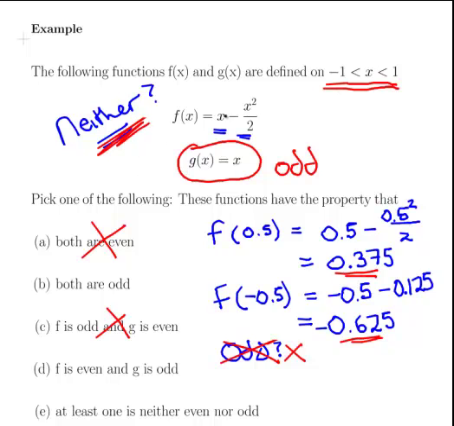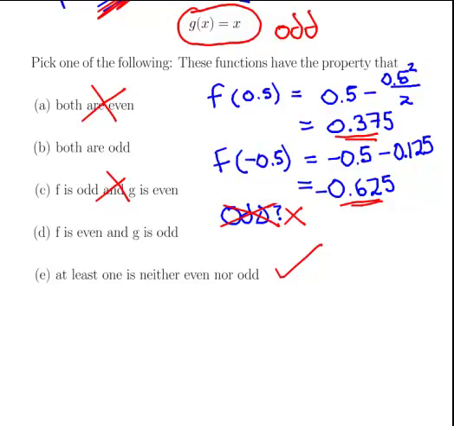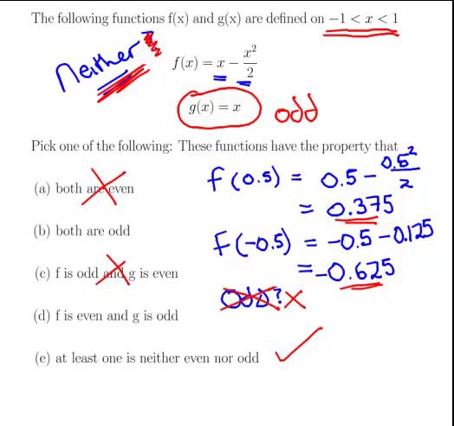So we have a neither. f of x is neither. We know that now. And g of x is odd. So actually, the answer to this one is, I'll just scroll down a bit so it's in shot a bit better, the answer is at least one is neither even nor odd. f of x is actually neither.